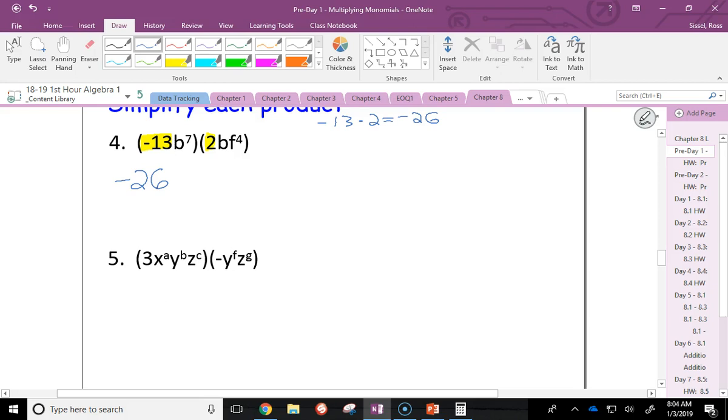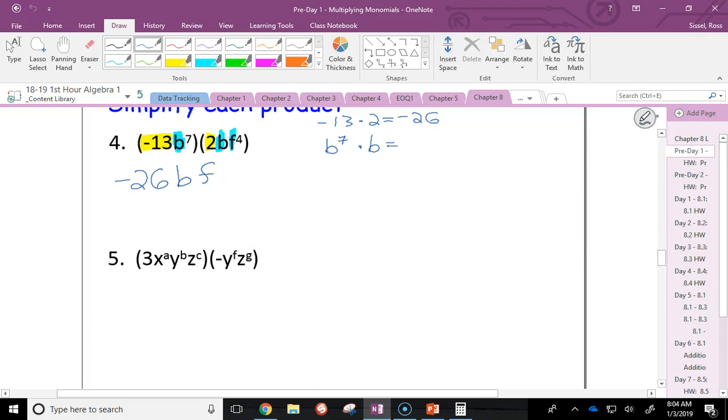Yeah, so I'm going to put my bases in alphabetical order. There's a B, there's an F. So I'm going to go ahead and put it as B, F. Okay. And for me, what I do when I solve these, I'm going to say, okay, it was b to the 7th times b.